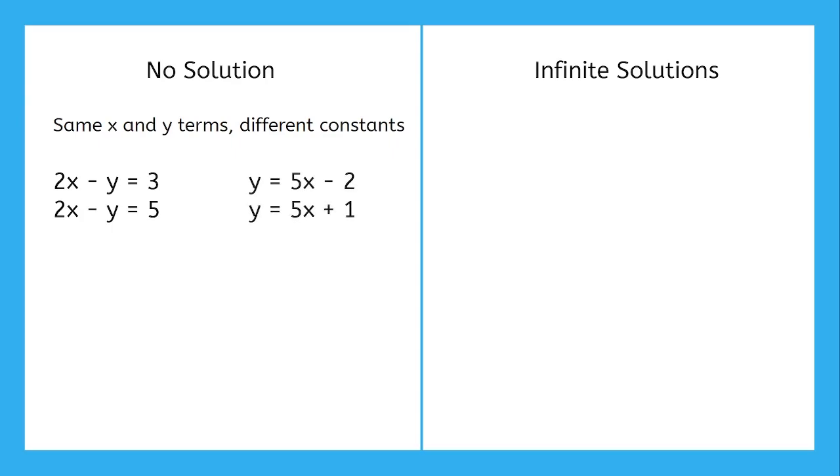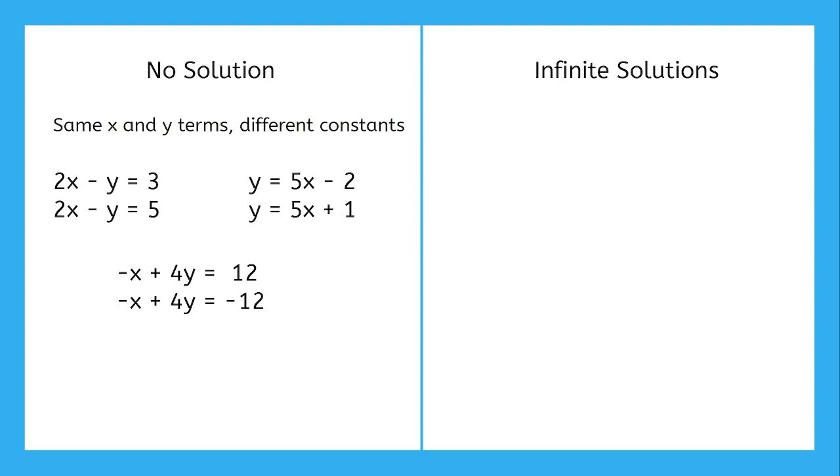Here's another example. Notice how the x and y terms are the same, but the constant is different. We know it'll have no solution without having to work it out. In this example, the x and y terms have opposite signs, but if we multiply the top equation by negative 1, now the x and y terms are exactly the same, but the constants are different. No solution.